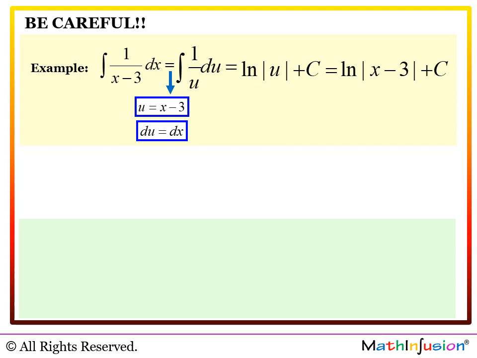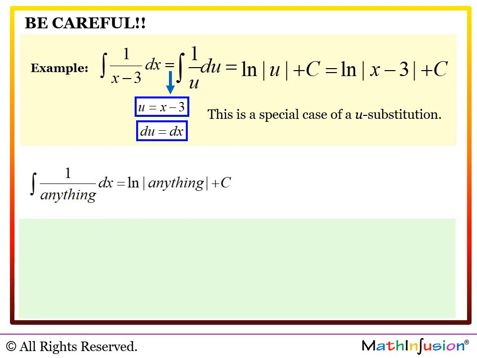Let's say that somebody doesn't do a u substitution, and still gets the right answer, but for the wrong reason. Because this was just a special case of a u substitution. Why was it a special case? Because du was equal to dx. If you really think that the integral of 1 over anything dx equals ln of that anything, then this is totally wrong. I was just lucky. In very few cases it can be right, but it's usually 99.9% wrong.